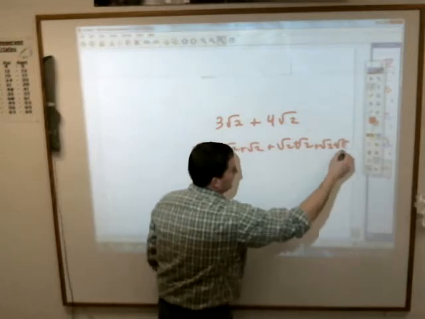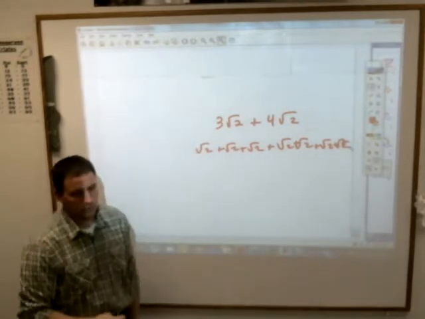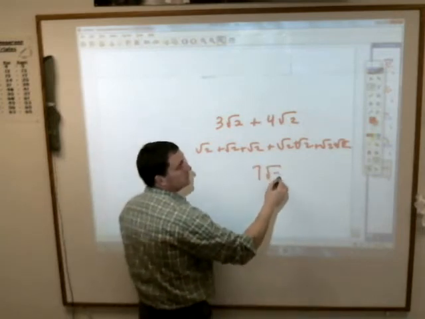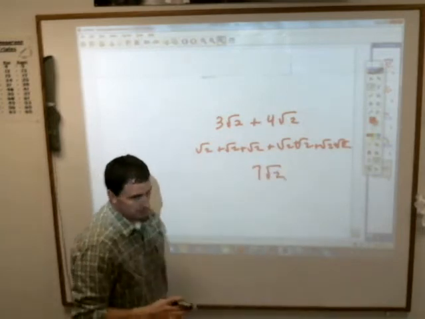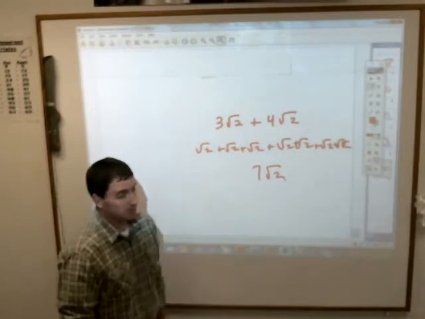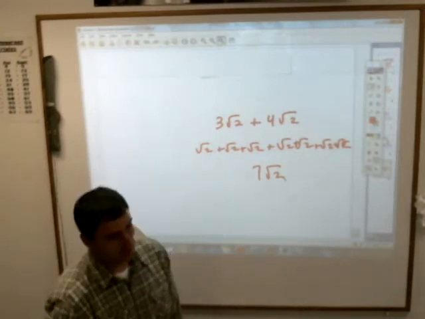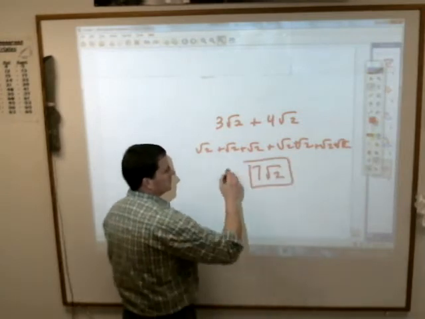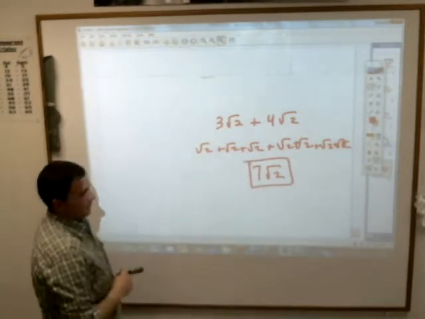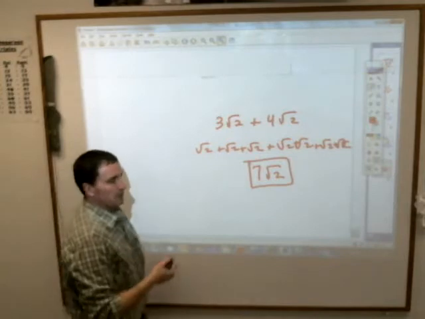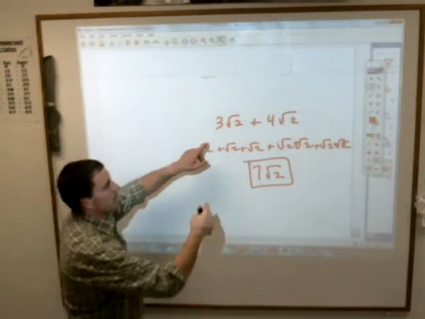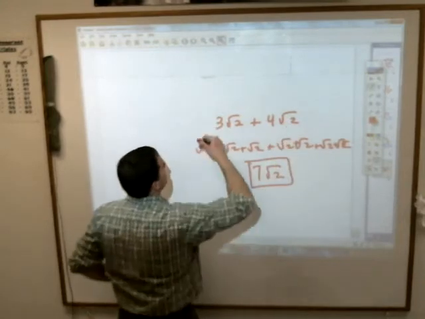And if I take 3 square roots of 2 and add 4 square roots of 2 to it, I end up with 7 square roots of 2. The square root thing doesn't change, just like when you add 7x plus 6x, you get 13x, not 13x squared, not anything else. So it's 7 square roots of 2. Okay? So the rule is just like with variables. When you add x's and y's together, you add the numbers in front and you keep whatever it was there.